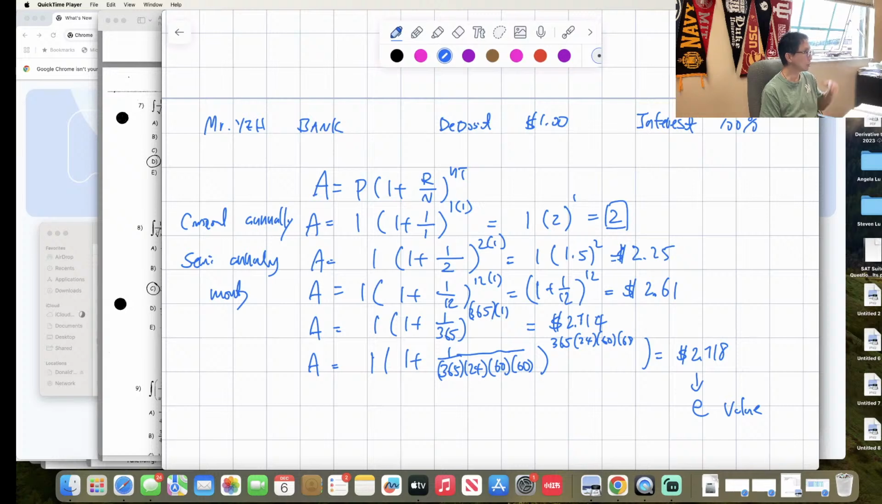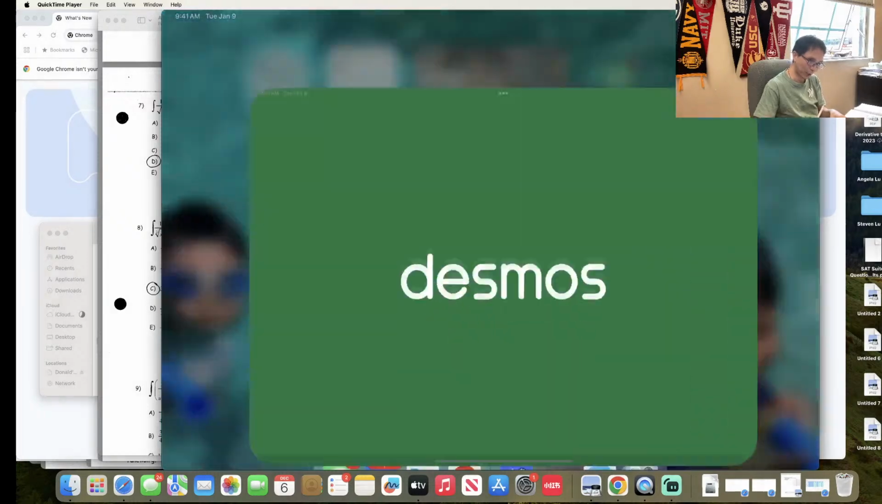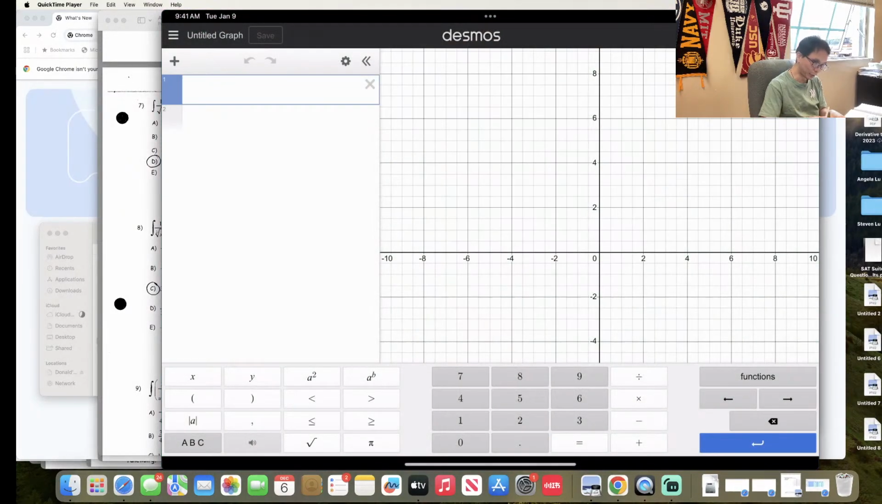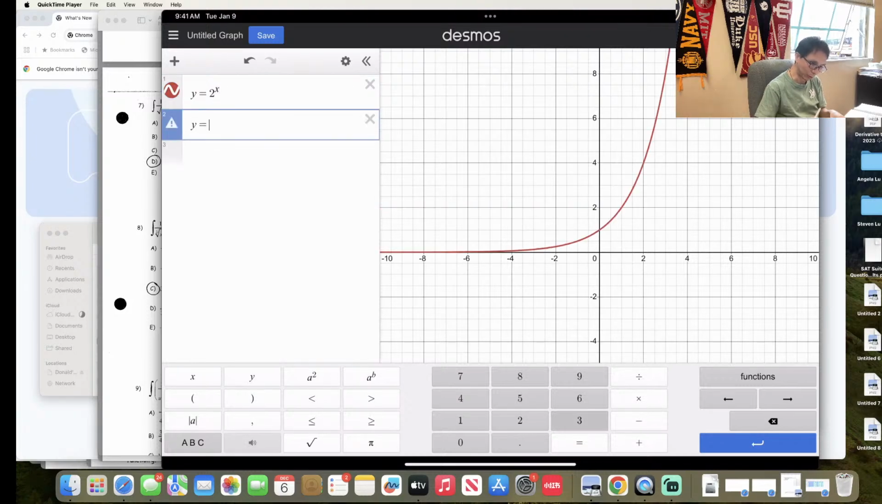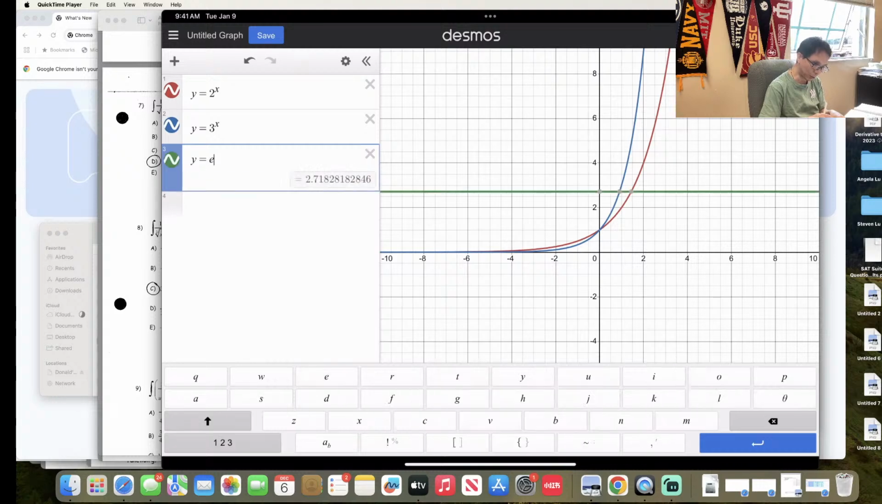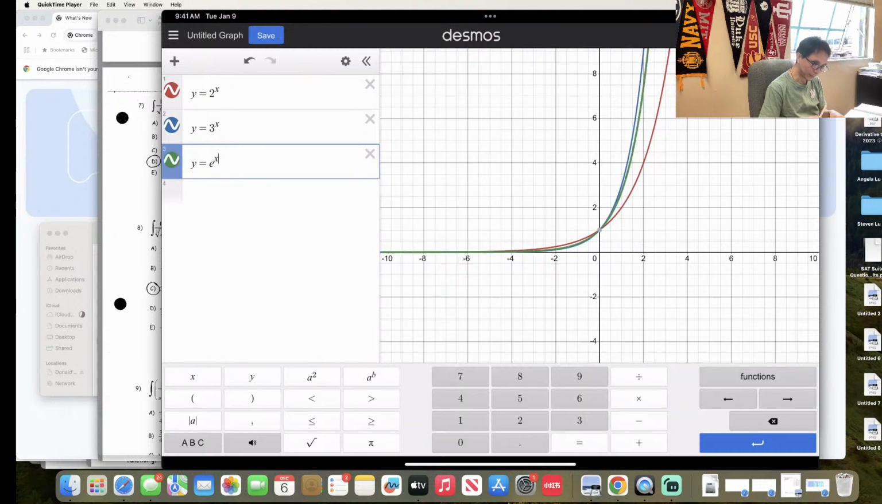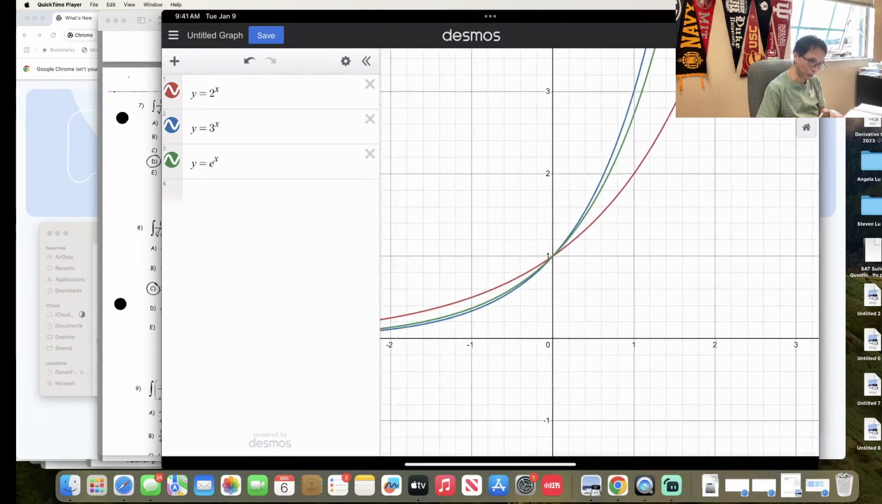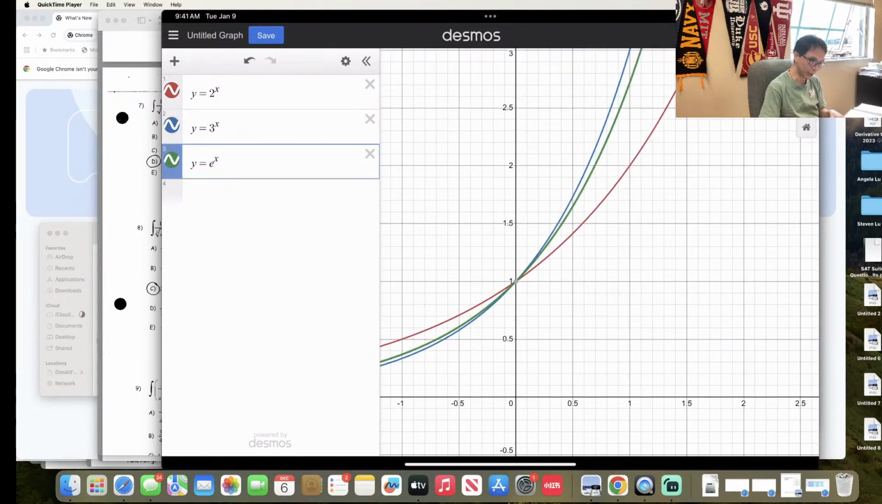So the graph of 2 and the graph of 3 are very similar. Yesterday we already talked about it: if I graph y equal to 2 to the x, it's going to be like this. Y equal to 3 to the x is going to be like this. Now y equal to e to the x is somewhere in between there. Next year we're going to learn something cool about e, which is the green line.